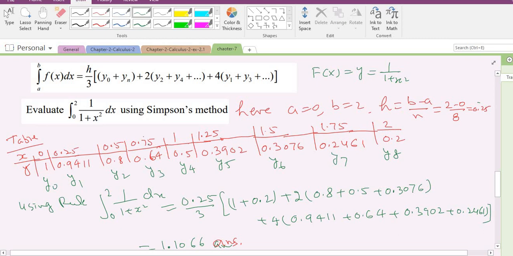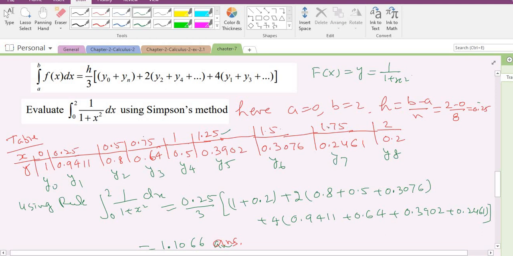Now again 0.75 plus h, 1. At x is equal to 1, what is the value of y? Again 1 plus h, 0.25, so 1.25. At x is equal to this, what is the value of y? Calculate it, I got this one. Again 1.25 plus this, 1.5. At x is equal to 1.5, what is the value of y? It is this one. And again 1.5 plus 0.25, 1.75.